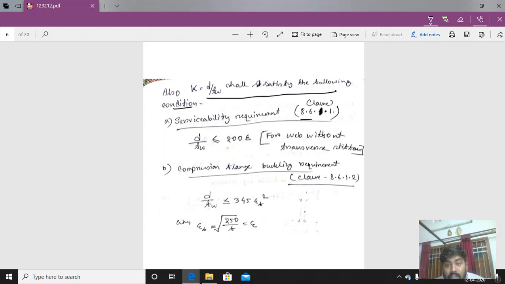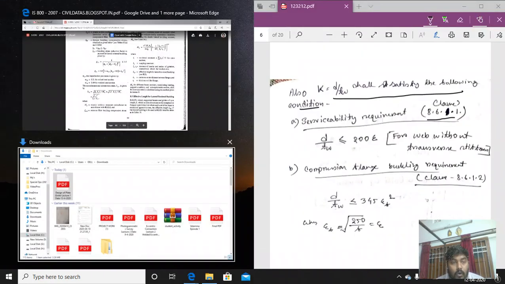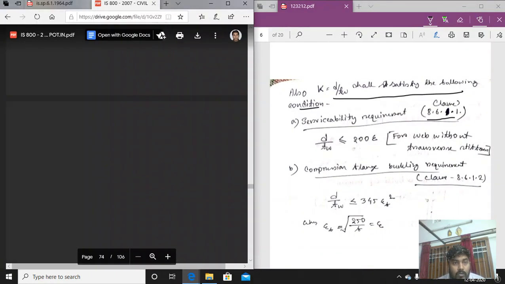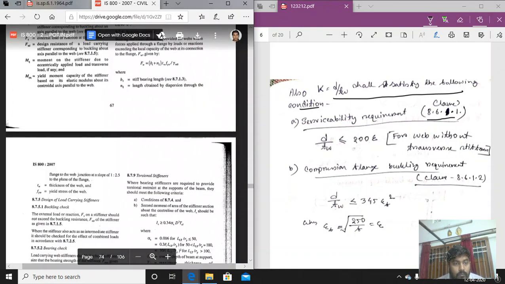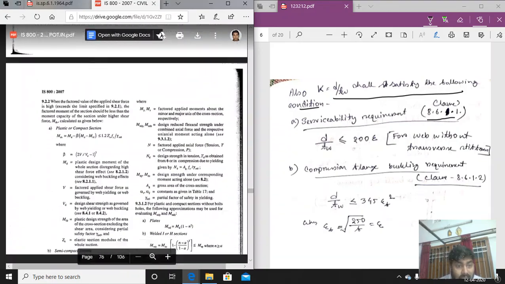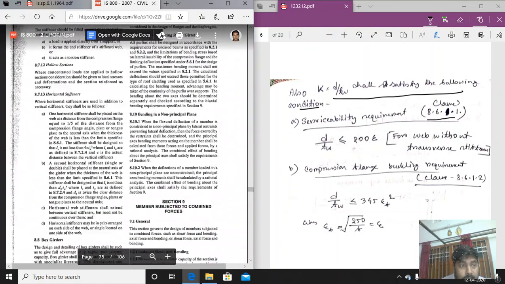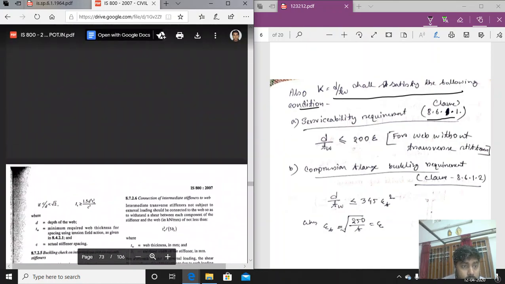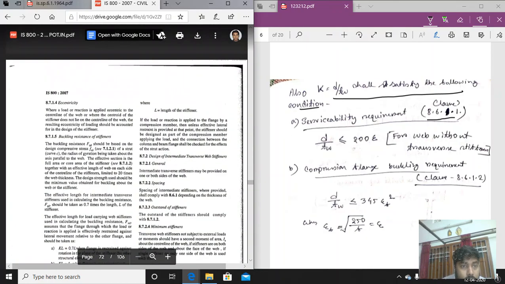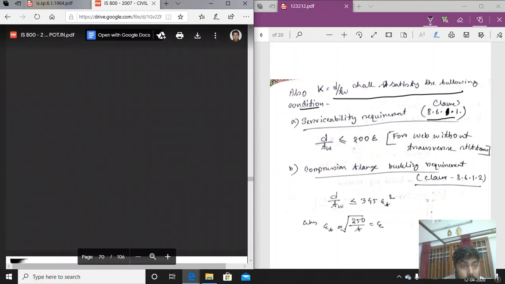Clause 8.6.1.1. So let us come to clause 8.6.1. Okay, now I have opened the values here. You can see from here, that is the value. Now what is the criteria? Let us come down to the criteria. Okay, we have come to that.